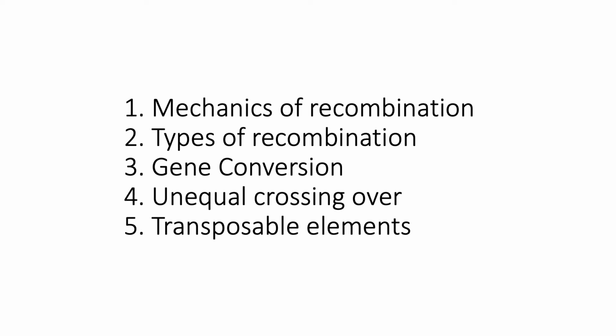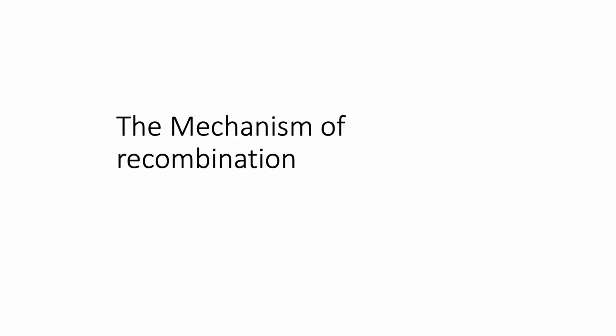Okay, so I want to talk first a little bit about the mechanics of recombination, how this takes place. Then we'll talk about different types of recombination, a little different variant on recombination called gene conversion. Then we'll talk about unequal crossing over, where DNA is gained and lost on the two homologs. And finally, these transposable elements that can move around in the genome. Okay, so let's look just briefly at the mechanism of recombination.